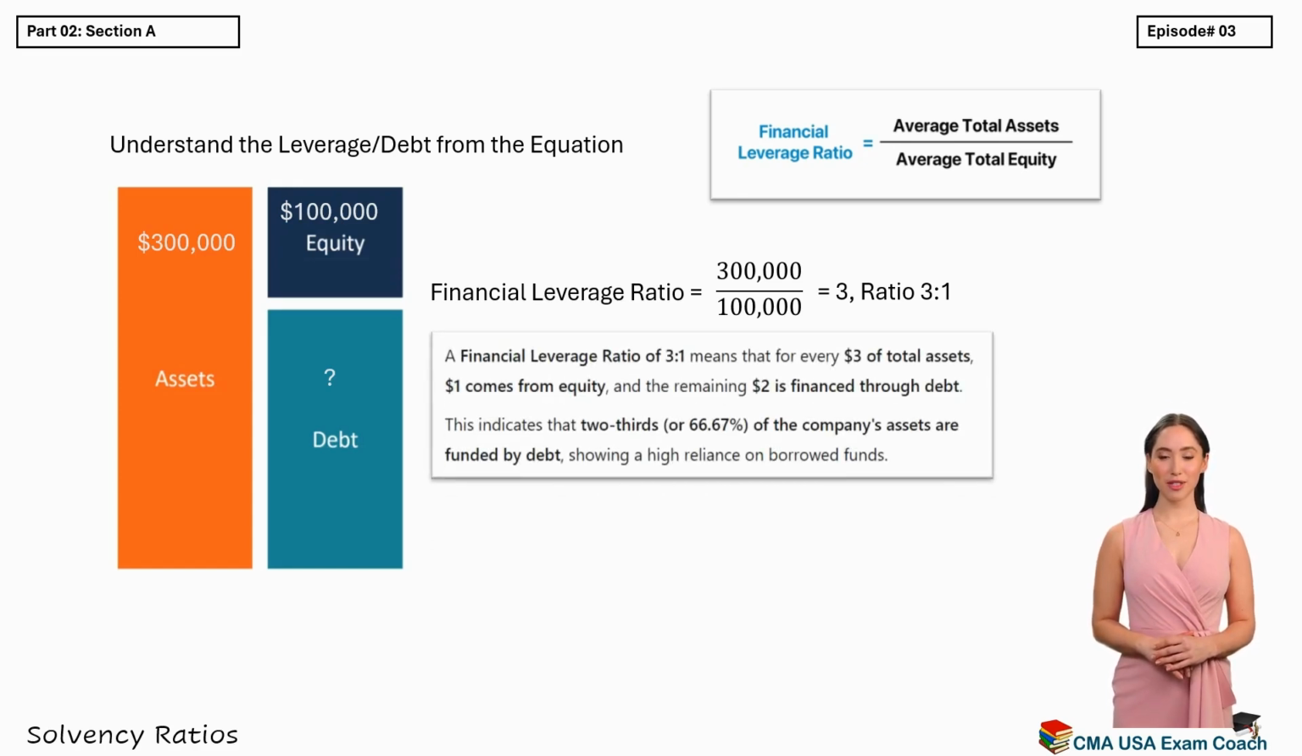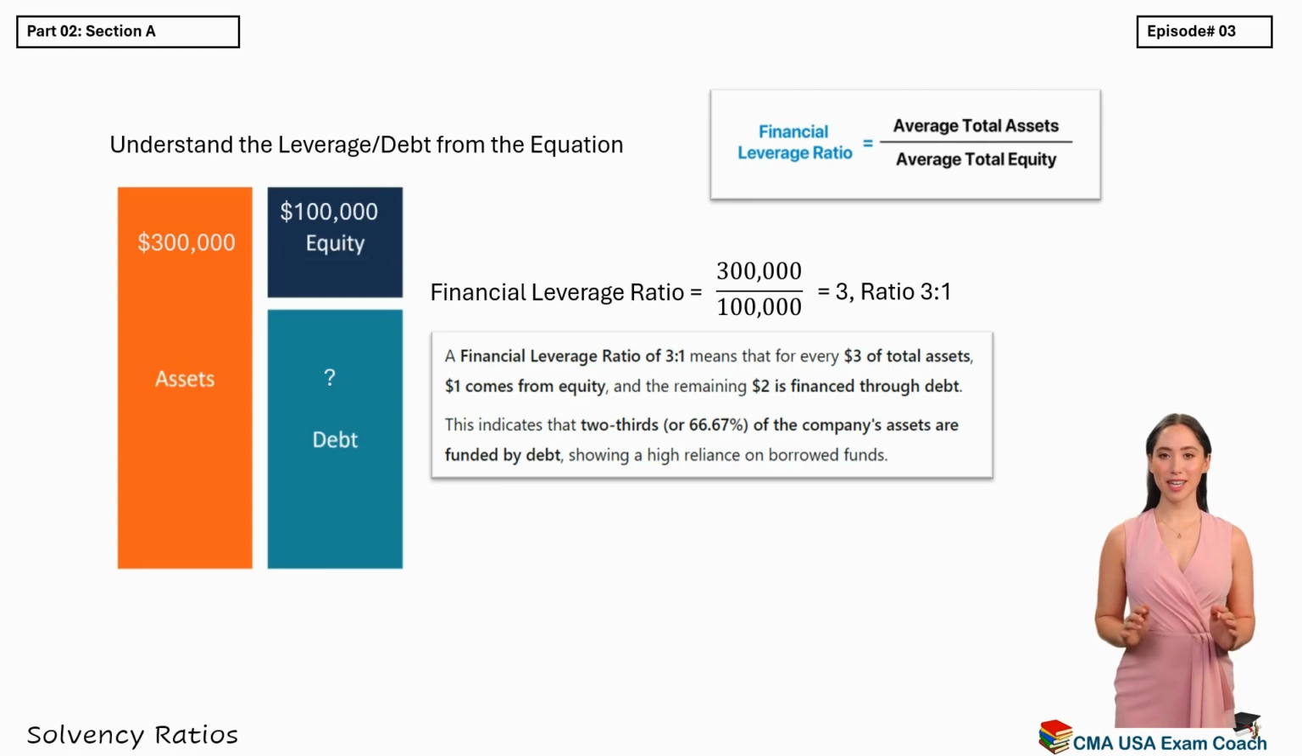For every $3 of total assets, the company has $1 in equity. Since total assets equals equity plus debt, the remaining $2 comes from debt financing. This means 2/3 of the company's assets are funded by debt. Why is this important? A higher ratio indicates greater reliance on debt, which increases financial risk, but can also boost returns if managed well. A lower ratio suggests the company is more equity funded, meaning lower financial risk but potentially slower growth. Understanding this ratio helps businesses and investors analyze the balance between debt and equity financing and make informed financial decisions.